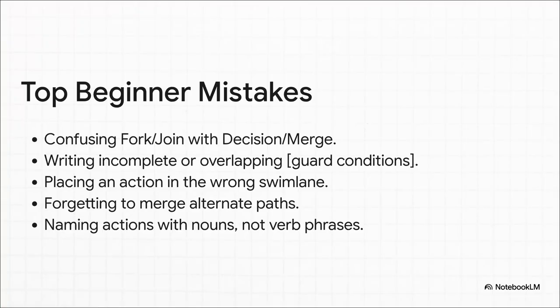So here are the top mistakes that beginners usually make. We've already talked a lot about the fork versus decision confusion, but there are others, like writing vague conditions on your decision paths, or accidentally putting an action in the wrong person's lane, or using passive words instead of active verbs. So you should always be asking yourself, is this a choice, or is this a parallel task? Who is really responsible for this step, and does the name I gave this action clearly say what's being done?